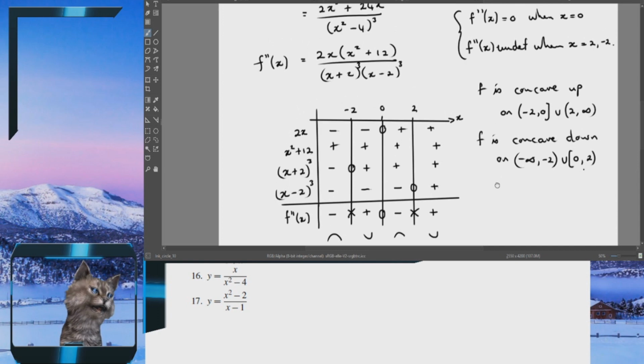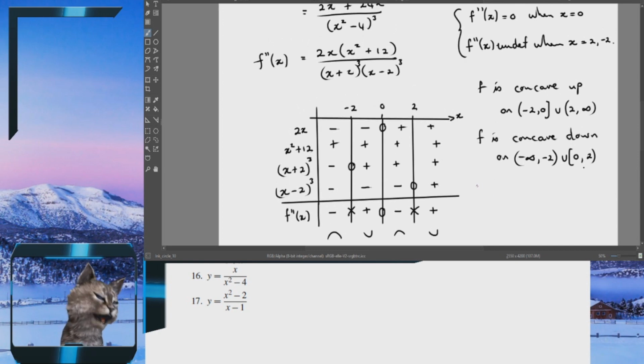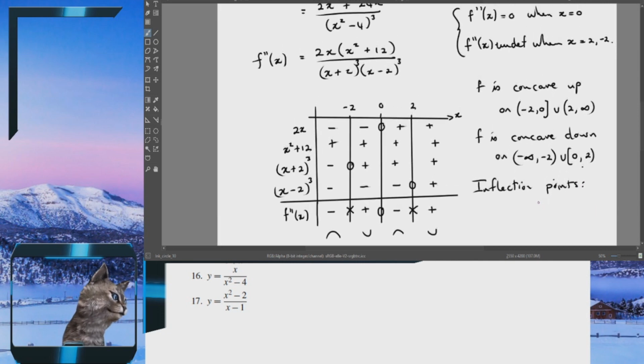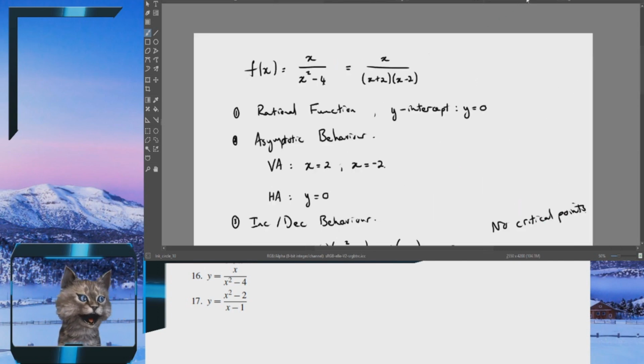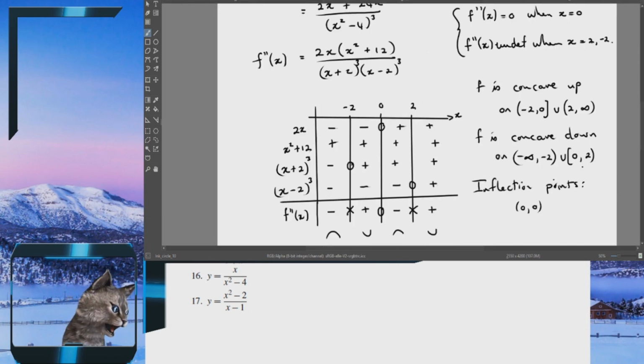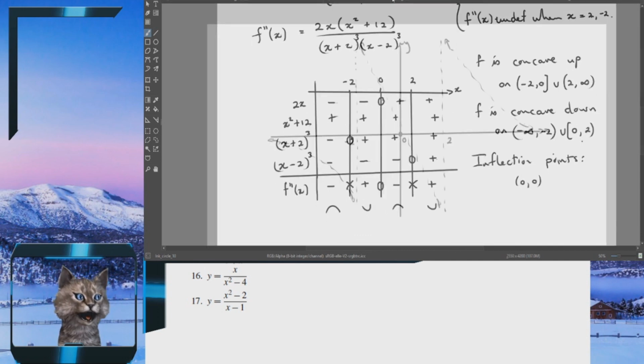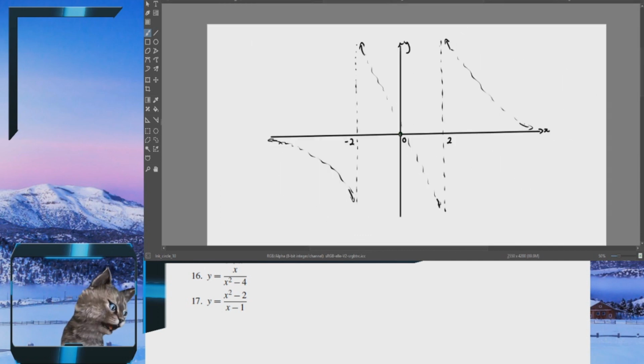Which of these are critical points? Not critical, I'm sorry, inflection points. Well, I have to have a point, so that rules out 2 and -2. So my only contender is 0. Do I have a y value when x is 0? Yes, I do. It is 0. So this point is an inflection point, (0, 0). It just happens to be the y-intercept.